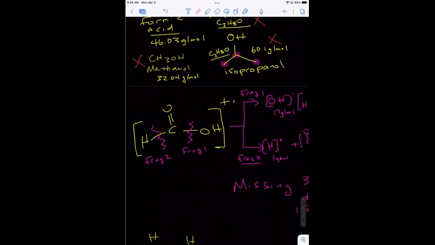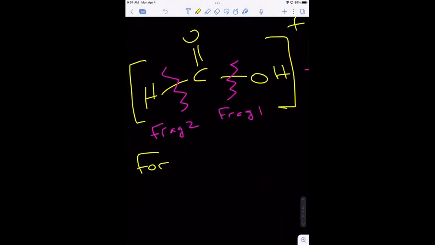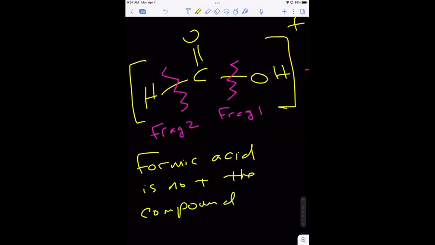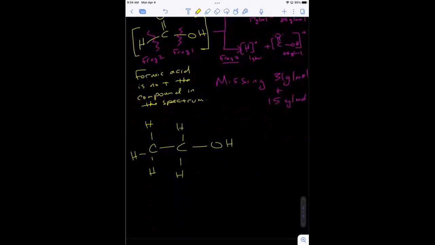So let's say that here. And actually, we're going to stop. I don't want to go too much further over time. So formic acid is not the compound. It's got to be ethanol, but I'm not going to go through the fragmentation for that because we're already over. We'll finish it on Wednesday, and then we'll start infrared. We'll finish this mass spec on Wednesday.